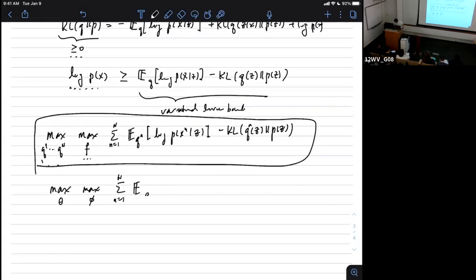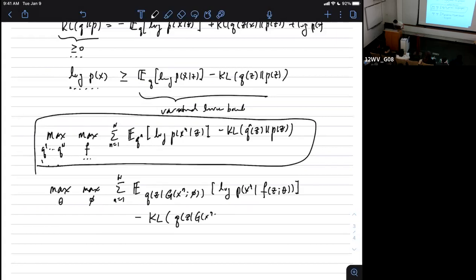And then this is a distribution over z given xn, which is going to be written as, let's call it g of xn, and then this is going to be parameterized by this phi. And then log p of xn is going to be f of z and theta. Minus KL divergence, the same thing, Q of z given g of xn and phi, to P of z.